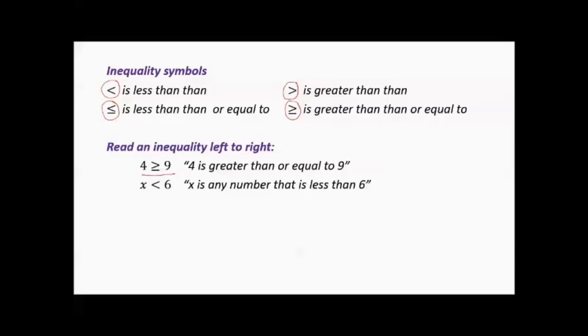A little bit less intuitive is how to think about this next one, but really, again, reading it left to right helps you out. X is any number less than 6. So you can think to yourself, any number less than 6. Oh, I know some of those: 5, 4, 3, 2. So that helps you understand how to read that sentence left to right.